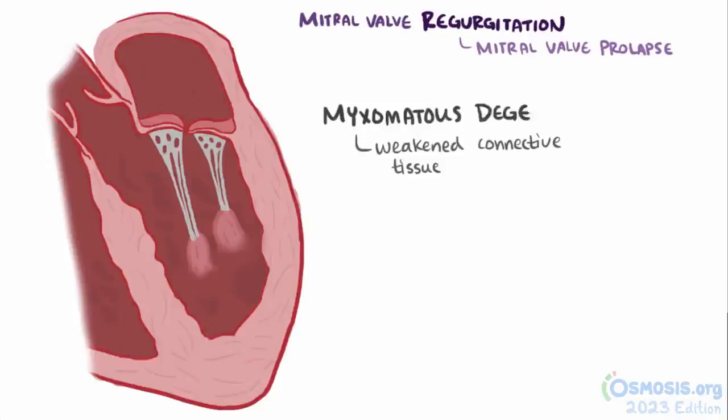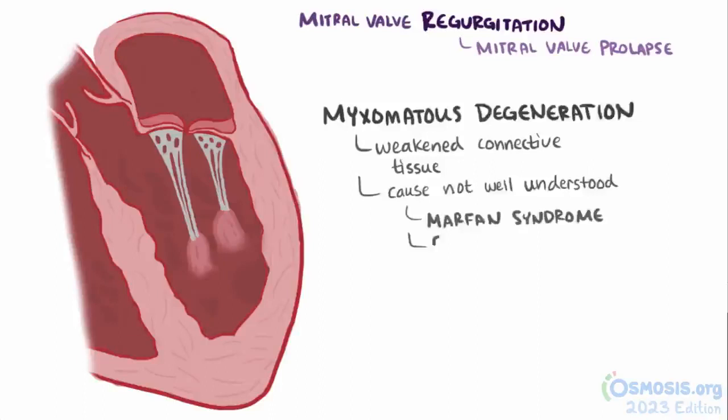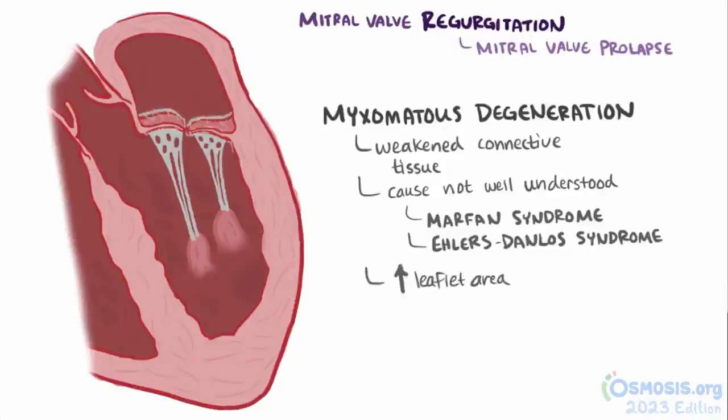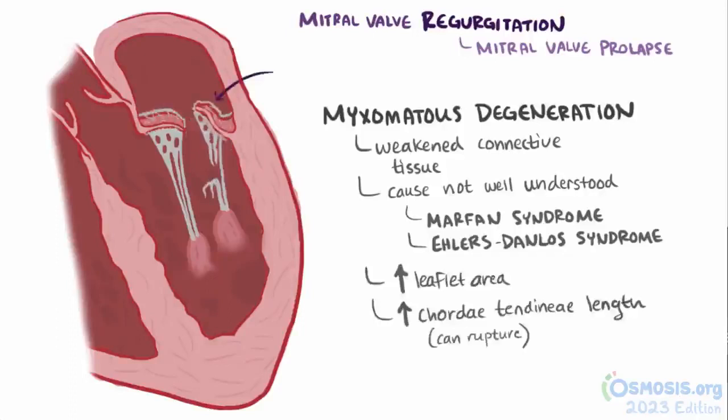With mitral valve prolapse, the connective tissue of the leaflets and the surrounding tissue are weakened, called myxomatous degeneration. Why this happens isn't well understood, but it's sometimes associated with connective tissue disorders like Marfan syndrome and Ehlers-Danlos syndrome. Myxomatous degeneration results in a larger valve leaflet area and elongation of the chordae tendineae, which can sometimes rupture, something that typically happens to the ones on the posterior leaflet. That can allow the posterior leaflet to fold up into the left atrium.